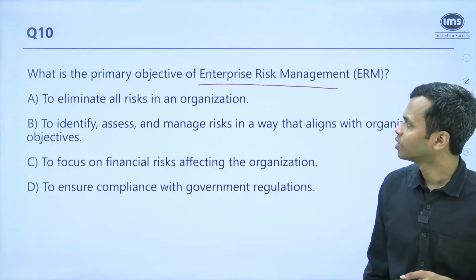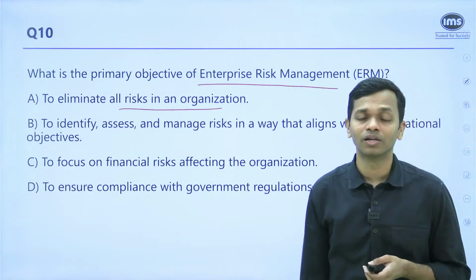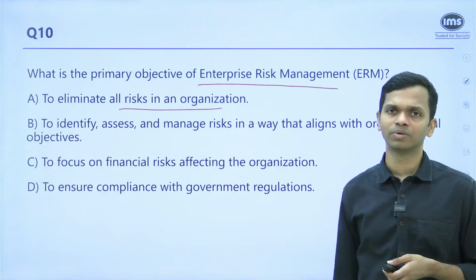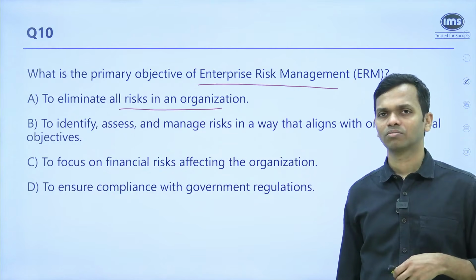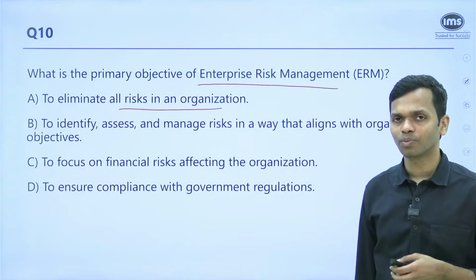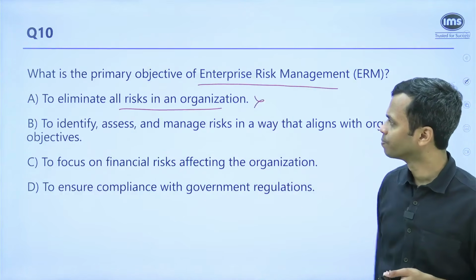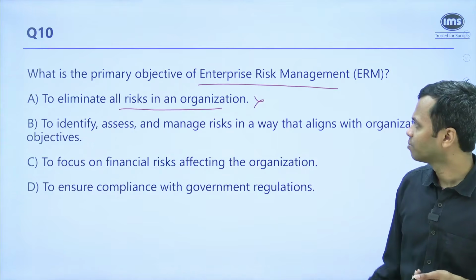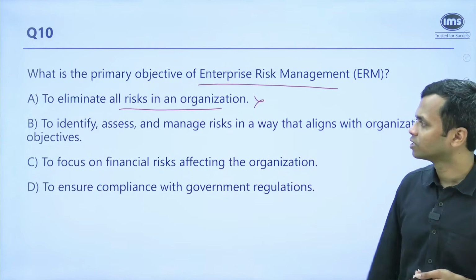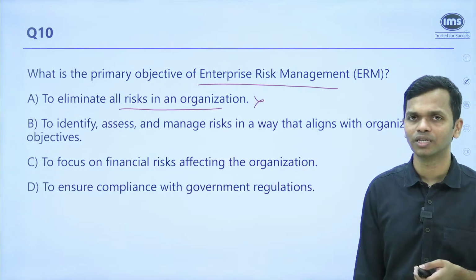First says to eliminate all risk in an organization. Now, is it even possible to eliminate all risk? You can identify maybe most of the risk. You can control or do damage control in most of the cases, but it is not possible to identify and eliminate all the risk. So this you can remove. To identify, assess and manage risk in a way that aligns with organizational objectives. This looks okay, and this looks like a nice definition of what ERM is.